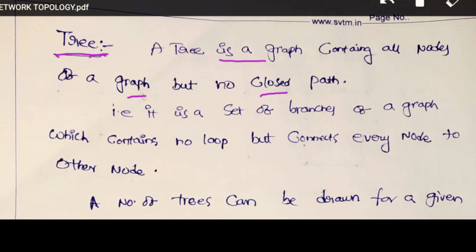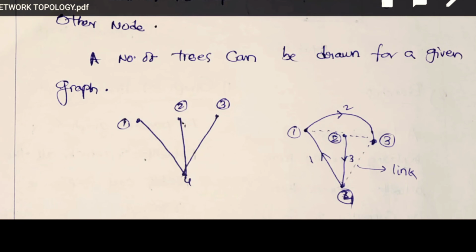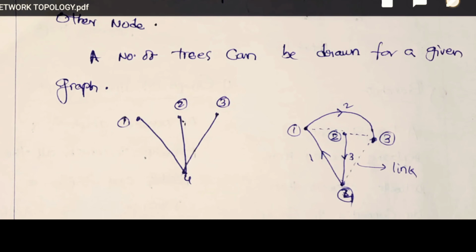The branches of a tree are called twigs. Regarding the nodes required to construct a tree, all the nodes that are in the connected graph must be there.